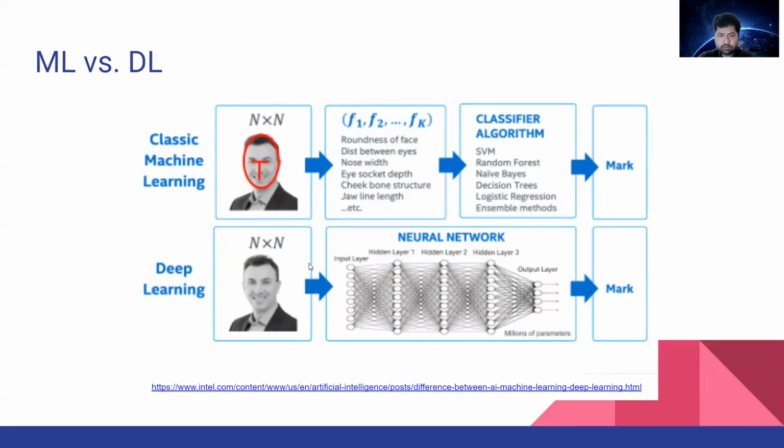In the case of deep learning, people simply take the entire image and put it into a giant neural network. We let the neural network learn from lots of data, and we get the result. So that's the main difference between classical machine learning and deep learning.